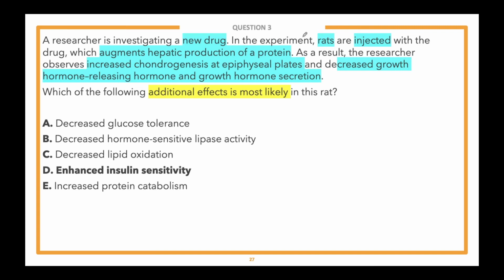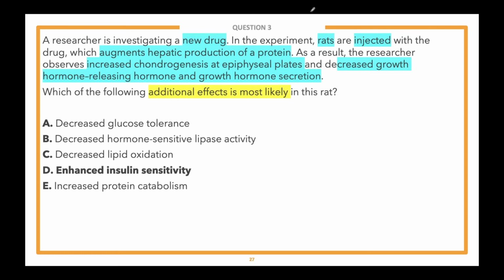IGF-1 does bind to the insulin receptor, and it actually enhances insulin sensitivity, okay? So you have more glucose uptake and you have less hepatic gluconeogenesis. It's actually kind of opposite of growth hormone, which decreases insulin sensitivity. So IGF-1 and growth hormone normally have pretty parallel or similar effects, except when it comes to insulin sensitivity. That's where they kind of differ, okay? So hopefully you guys understand why that's correct, but let's talk about the other answer choices and why those would be incorrect.